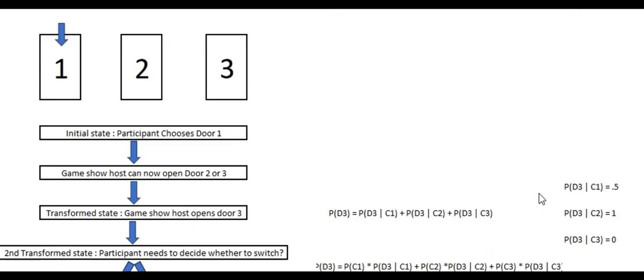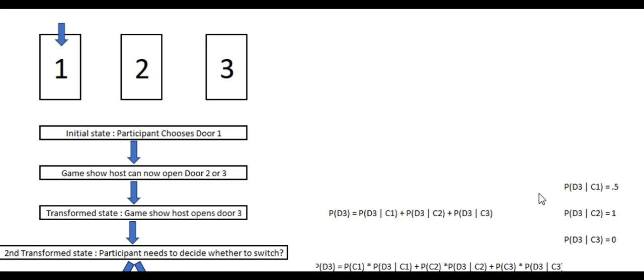If you further look to the right, you will see that the expression can be broken down into their individual probabilities, and these probabilities are 0.5, 1 and 0. Now let's understand why it is 0.5, 1 and 0. In the first case, where the car is actually behind door 1, the game show host has an equal probability of opening door 2 or door 3, and hence the probability is 0.5.